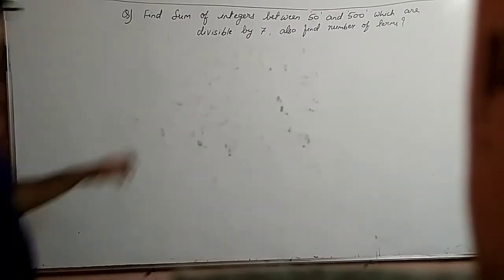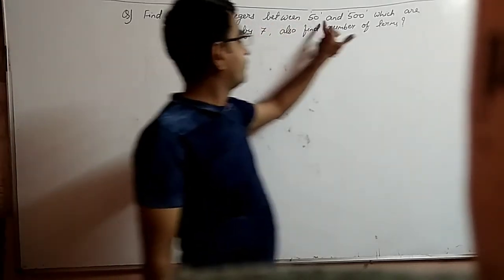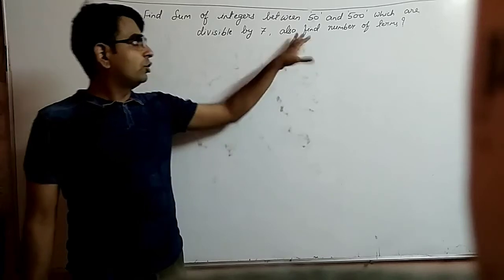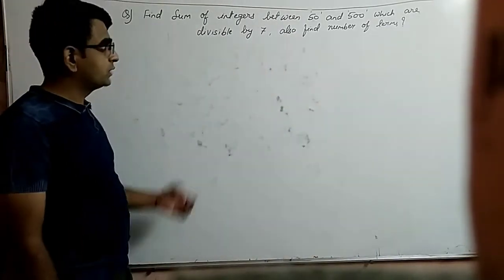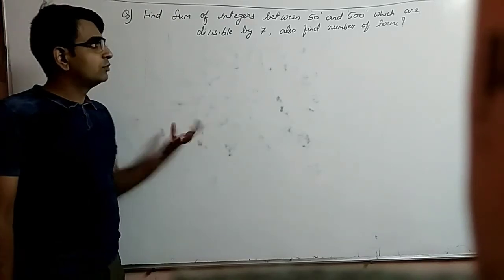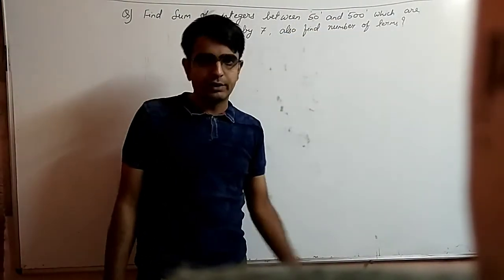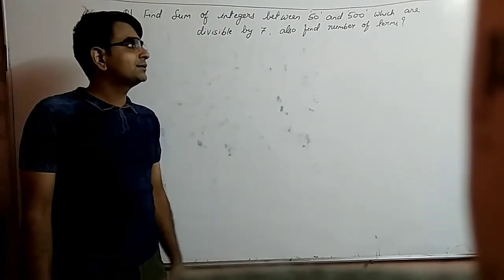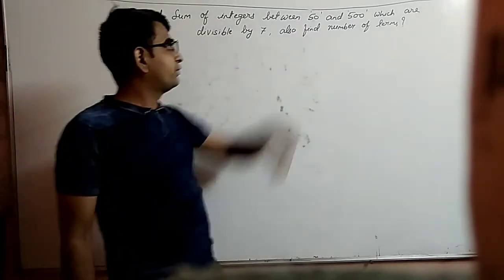Okay, so one more question. We have to find the sum of integers between 50 and 500 which are divisible by 7, and also we have to find the number of terms. Now see, we have to find the sum of integers that lie between 50 and 500 which are divisible by 7. So we have to check after 50.